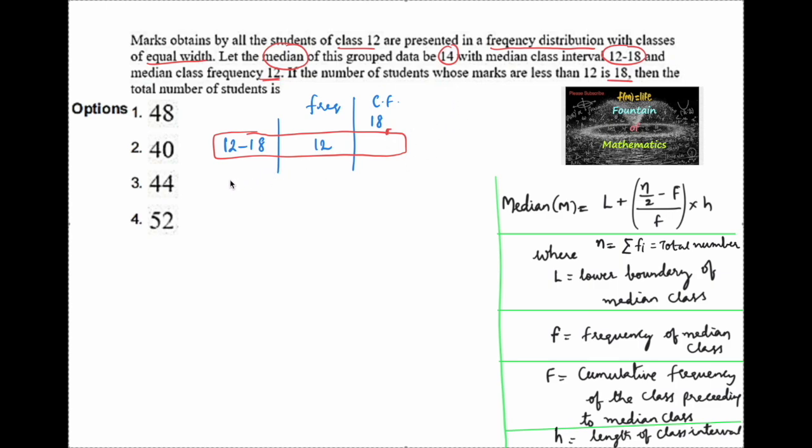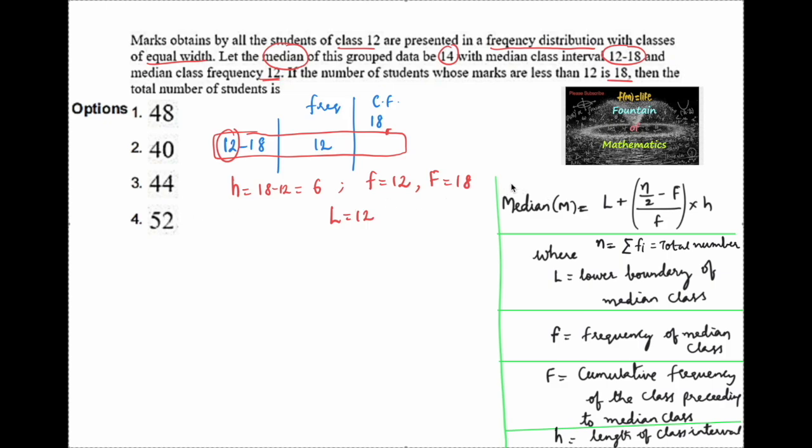So here we can say that the length of the class interval, that is h, is equal to upper limit minus lower limit. So that is 18 minus 12 is 6, and small f is equal to 12 and cumulative frequency, that is capital F, is equal to 18 and L is equal to the lower boundary or lower limit, that is 12. So here 12 is the lower limit.